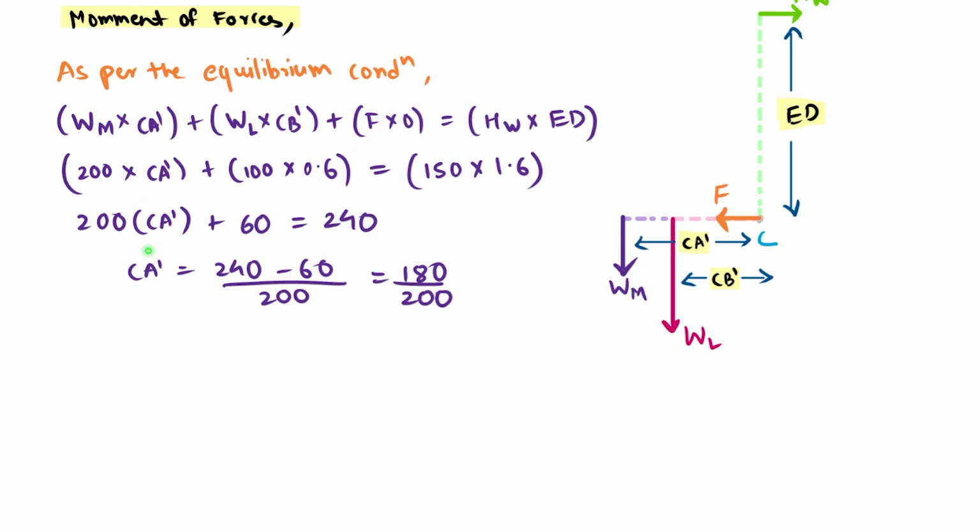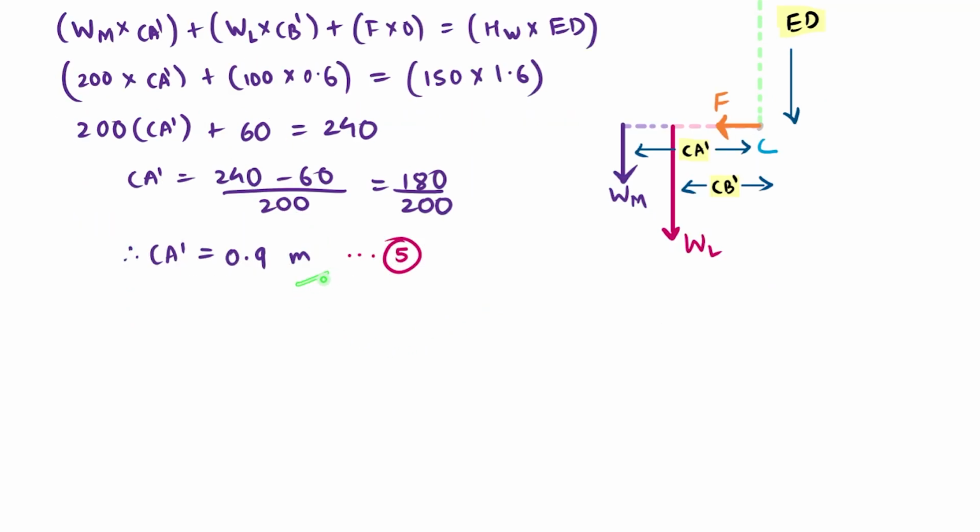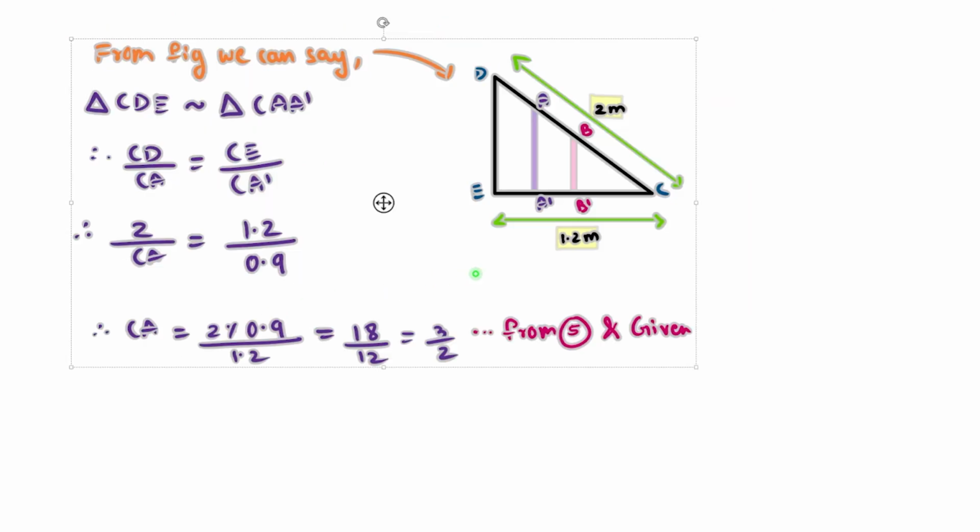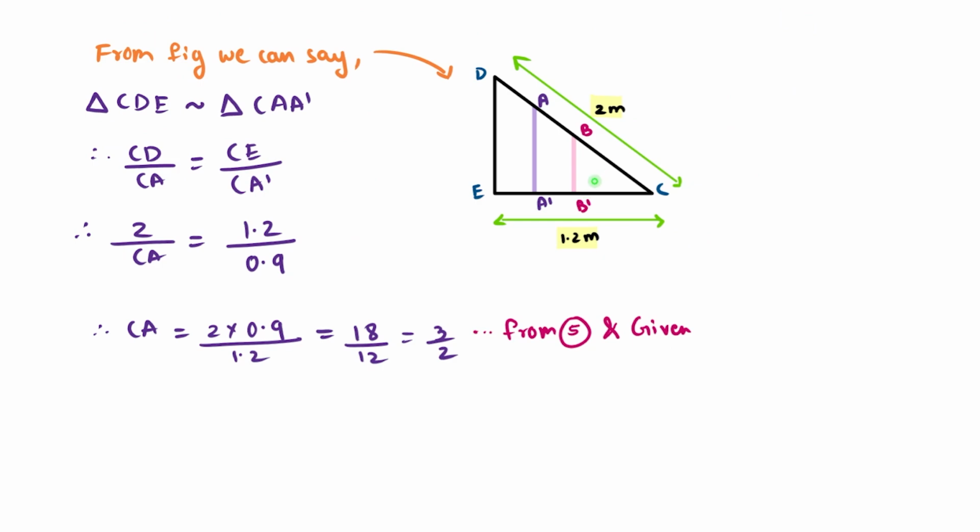And if we were to substitute all these values and further simplify the equation, we would get CA dash, which is the distance we are trying to calculate, is equal to 180 by 200. And if we were to further solve it, we would get CA dash as 0.9 meters. Now let this be our fifth equation. And now let us see what exactly is CA dash.